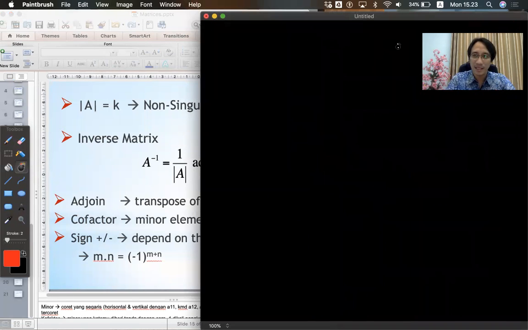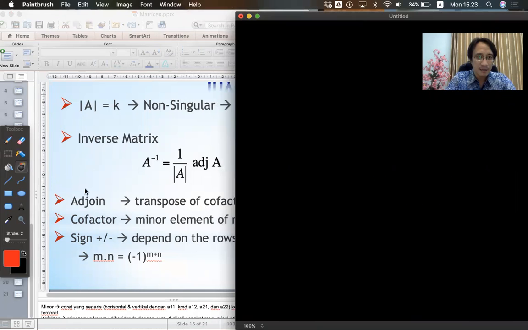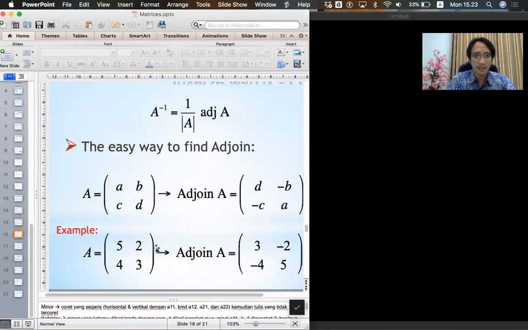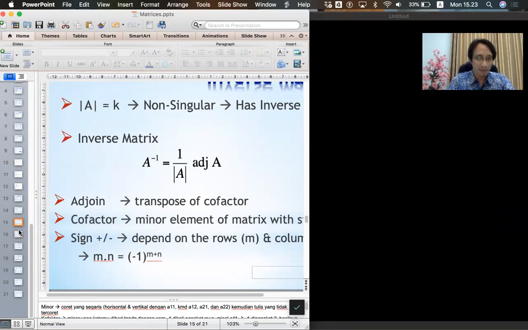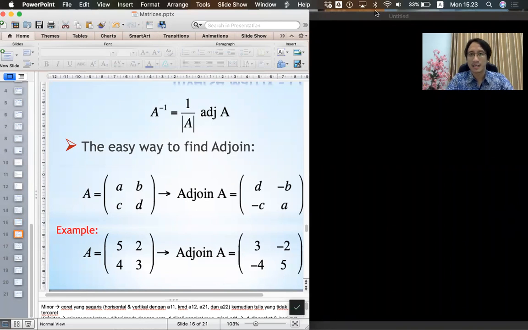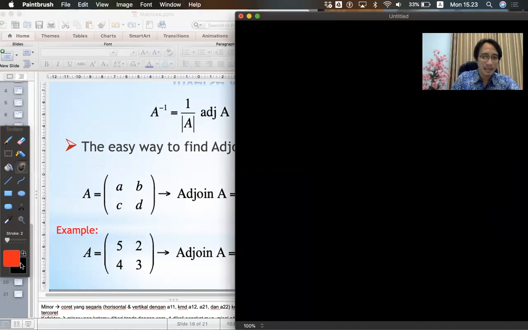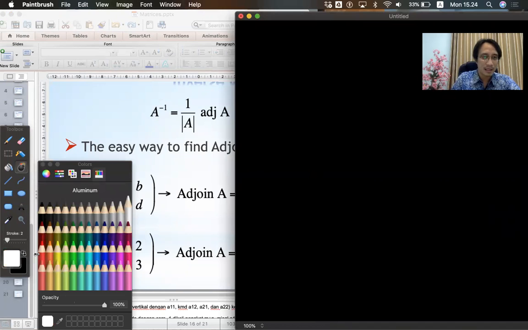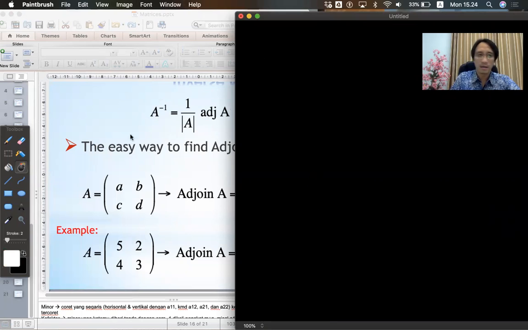So I just erase it first. Clear the board. And now I am going to use this one. Let's compare the way we find the adjoint step by step using this procedure: minor, cofactor, and then find the adjoint. The result must be the same, but this is how we actually generate the adjoint.